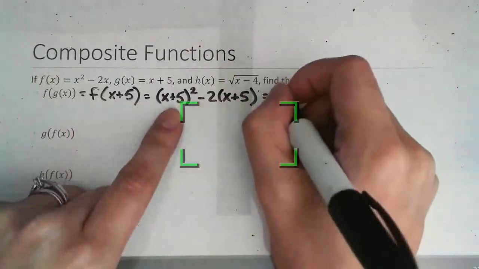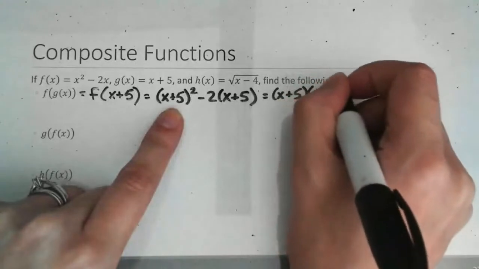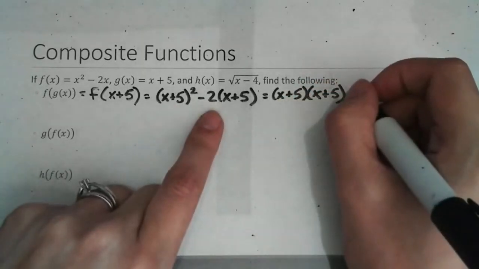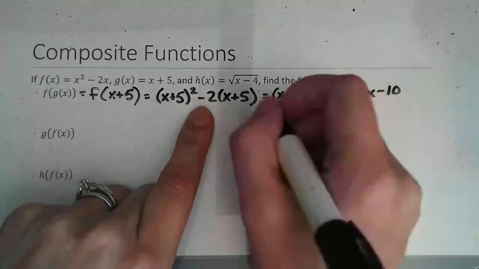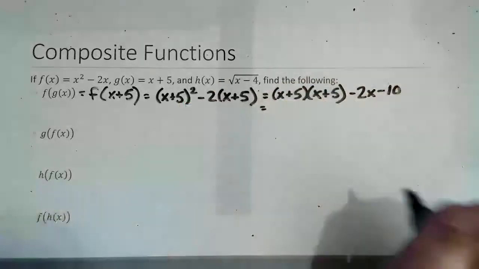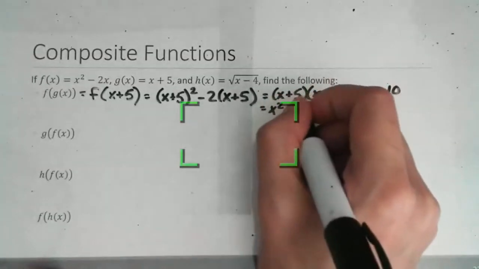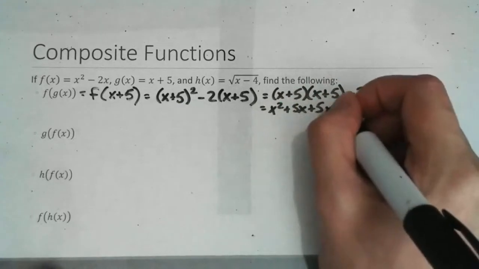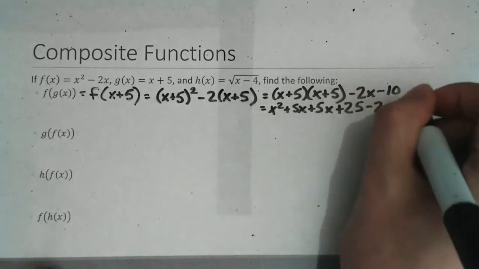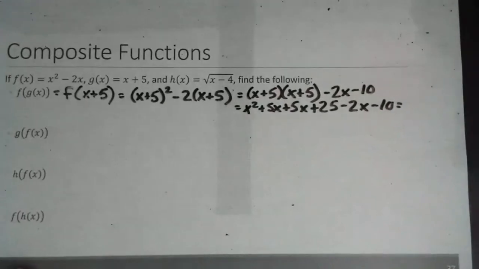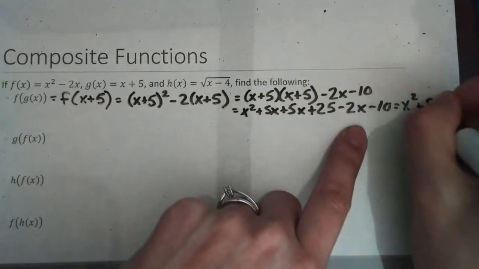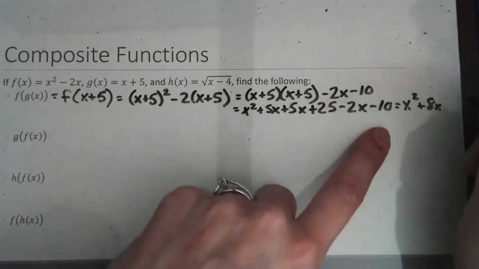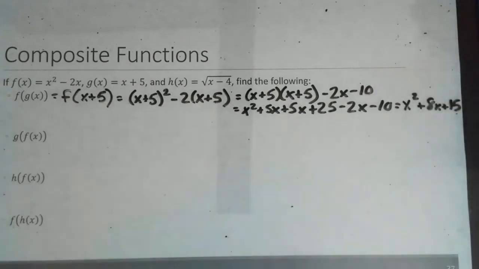The x plus 5 in parentheses squared means x plus 5 times x plus 5. And then if I distribute my negative 2 through, I have minus 2x minus 10. If I FOIL my two binomials together, I get x squared plus 5x plus 5x plus 25. I still have my minus 2x minus 10. And then if I combine my like terms, I'll have x squared plus 10x minus 2x is plus 8x. And then plus 25 minus 10 is plus 15. So x squared plus 8x plus 15.